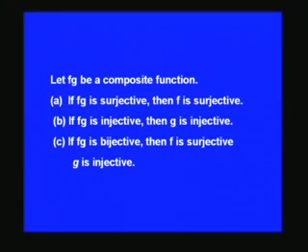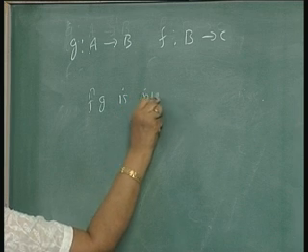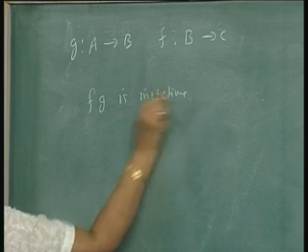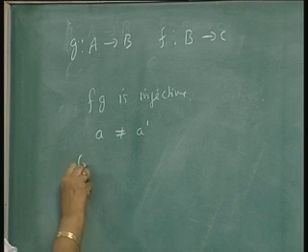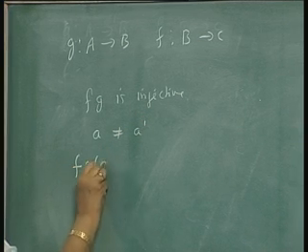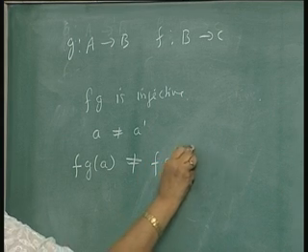The other way around, if fg is injective, g is injective in that case. So, we see that if fg is injective, then g is injective. How do you prove that? fg is injective. So, if you have a not equal to a dash, f of g of a is not equal to f of g of a dash.